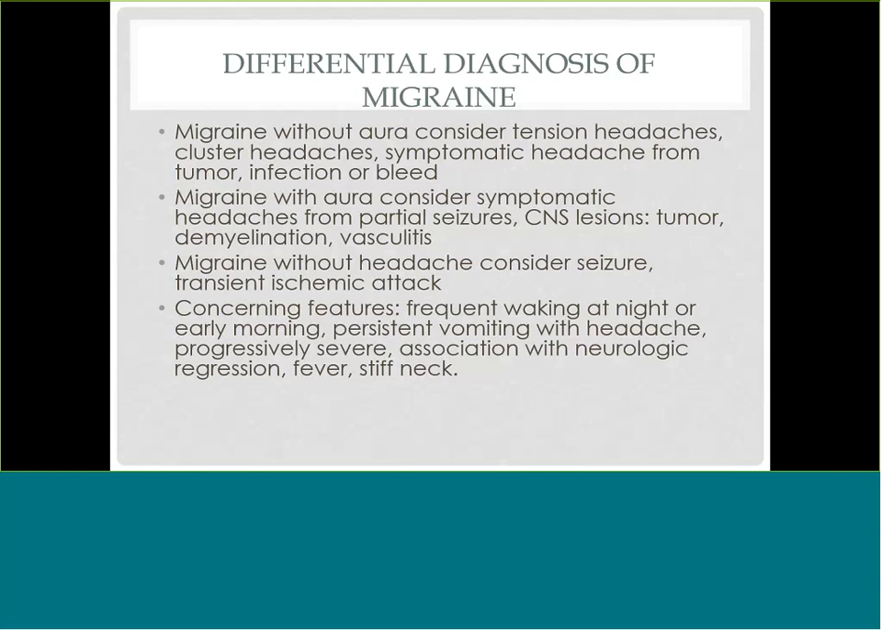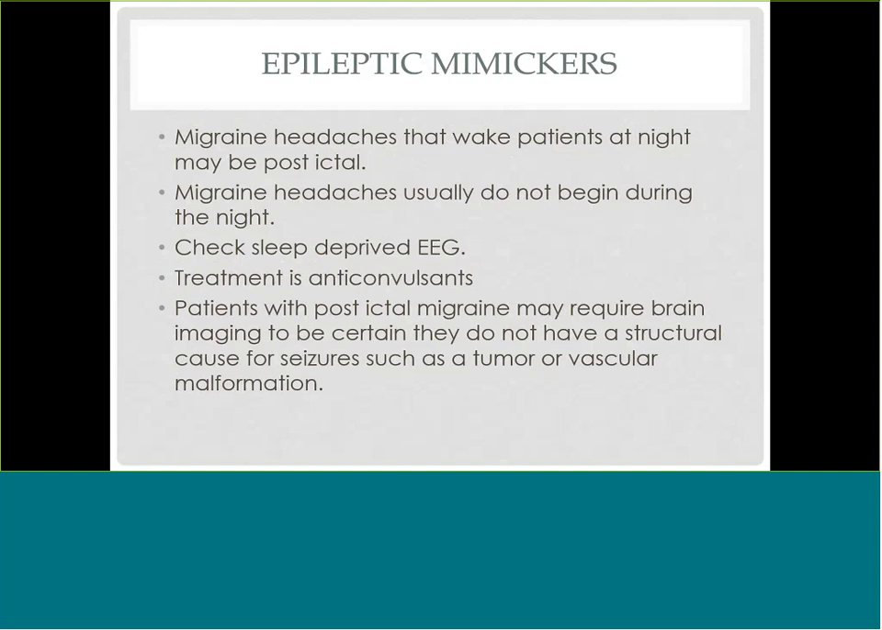We become particularly concerned if someone has headaches in association with seizures and neurologic regression. If someone has fever and stiff neck, they could have an infection such as meningitis. And as we discussed earlier, epileptic mimickers are important. And if we think someone might have an epileptic mimicker, we should get an EEG, and the treatment is anticonvulsants.